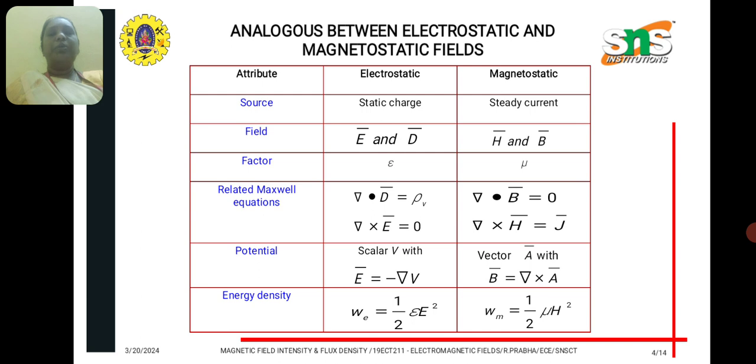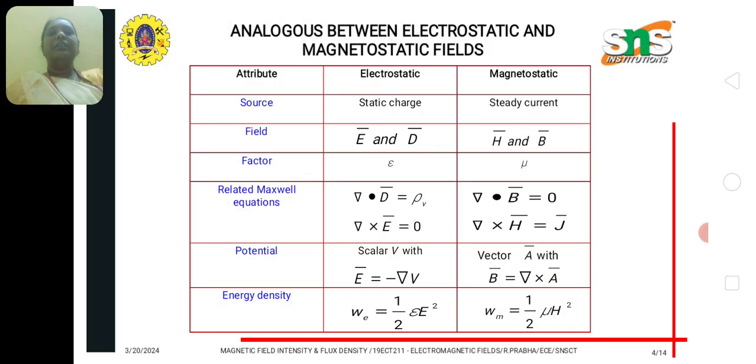If we talk about potential, for electrostatics the scalar potential V is related to the electric field intensity by E is equal to minus del V, that is, the negative gradient of V is equal to the electric field intensity. For magnetostatics, B vector is equal to del cross A vector. The energy density for electrostatics, W E, is equal to 1 by 2 epsilon E squared. For magnetostatics, the energy density is called Wm, and it is 1 by 2 mu H squared.